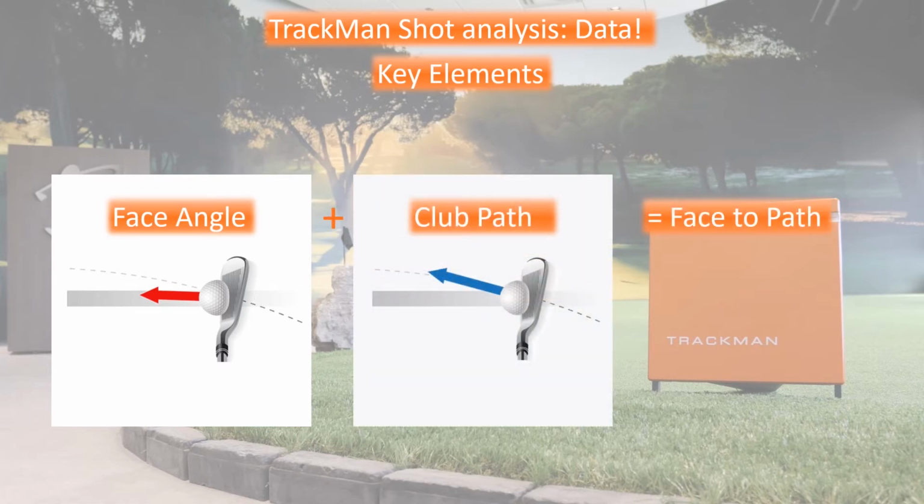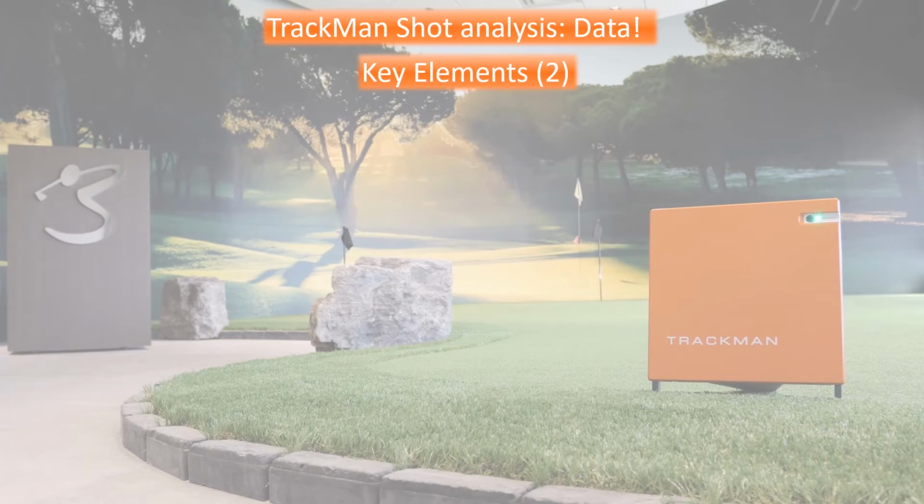Both are measured in degrees. A positive number for either is to your right as you face the screen, and a negative number is to the left. Combined, the relationship between these two data points is the face-to-path number, which determines the slice or hook profile of the shot as previously mentioned. On the next slide, we shall see the three data elements that most people have a keen focus on.